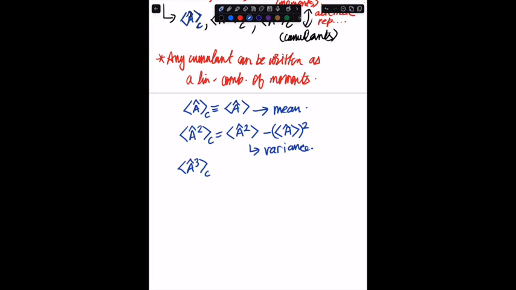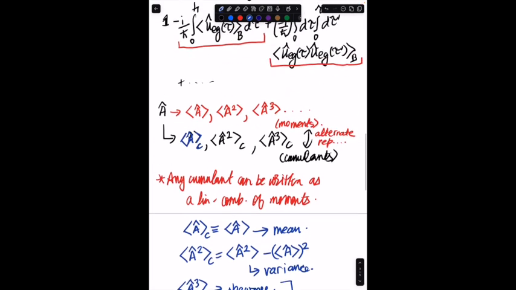Your third cumulant, I'm not going to write it down, is known as your skewness. And your fourth cumulant, I apologize if I said moment, I meant the third cumulant is skewness. The fourth cumulant is known as kurtosis. But we won't digress into these, and we won't even need these for what we're doing right now because we're going to restrict ourselves to our second cumulant. So it's just an alternative representation.